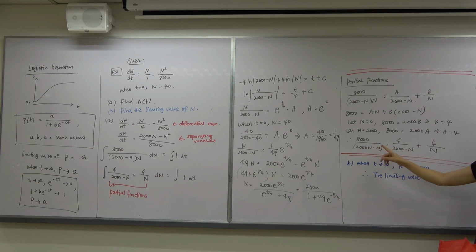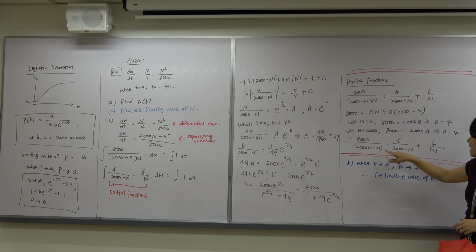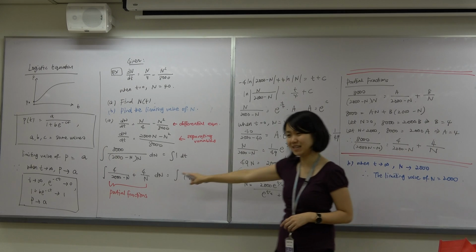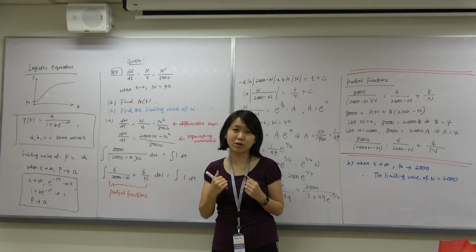So the equivalent of 8,000 over n times (2000 minus n) will be equivalent to writing 4 over 2000 minus n plus 4 over n. Okay, so bringing these partial fractions, I'm going to leave it here. And that is when I can actually integrate it like normal already.